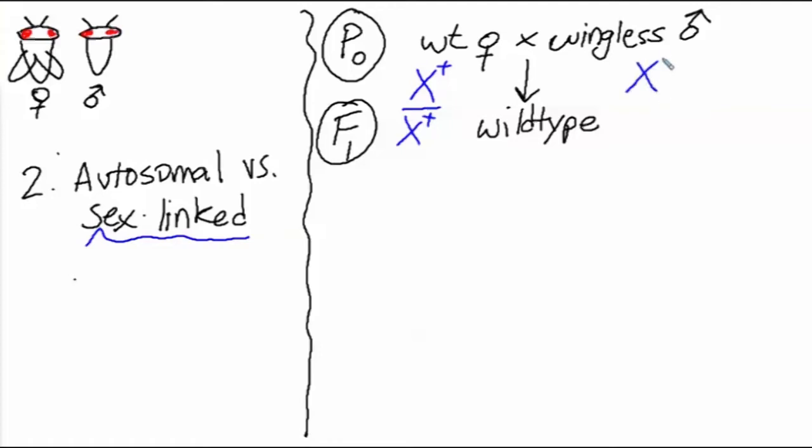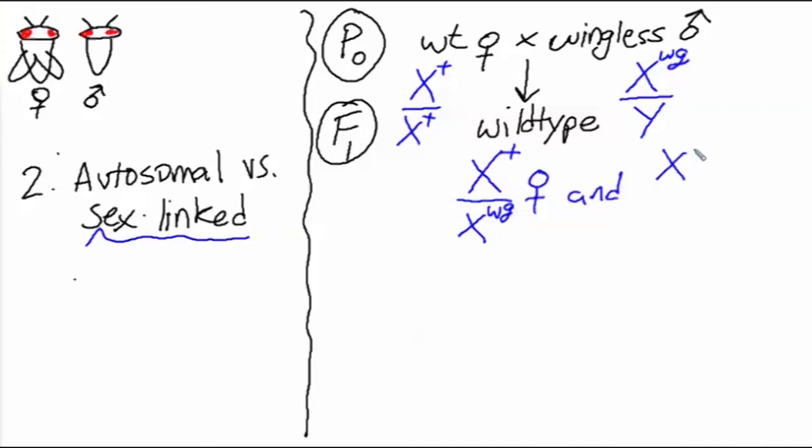Our wingless male has a copy of the X chromosome with the wingless allele and a Y chromosome, because it's a male. The F1 progeny then can either get a wild-type X chromosome from their mother and a mutant X chromosome from their father. These flies are female. Or they can get a wild-type copy of the X chromosome from their mother and a Y chromosome from their father. These flies are male, and both these flies will have the wild-type phenotype. They'll both have wings. Again, the male has one wild-type copy of the X chromosome, and the female is a heterozygote, and since the wingless phenotype is recessive, those flies will have wings.